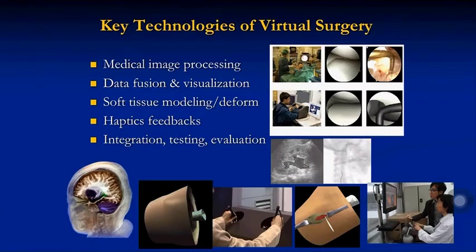However, there are quite a lot of technologies involved in building a virtual environment for surgical simulations. This includes medical image processing, data fusion and visualization, soft tissue modeling and deformation, as well as haptic feedback to simulate the sense of touch during the surgical procedures. Also, we need to integrate all the above technologies in a very realistic virtual environment, and also go through a lot of testing and systematic evaluations.